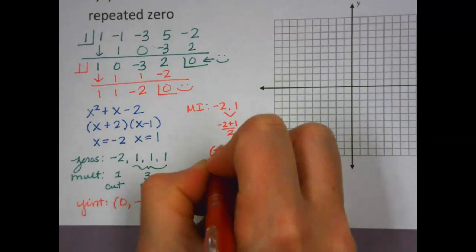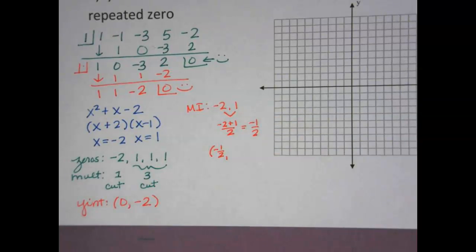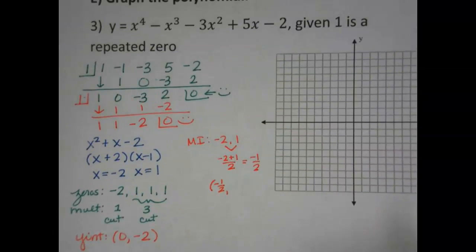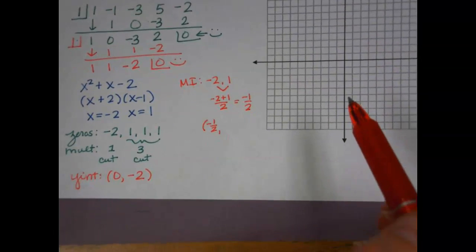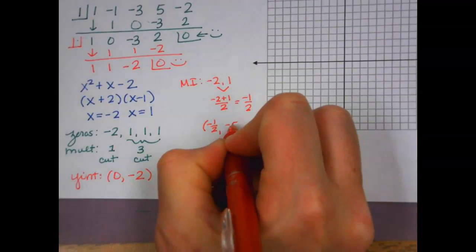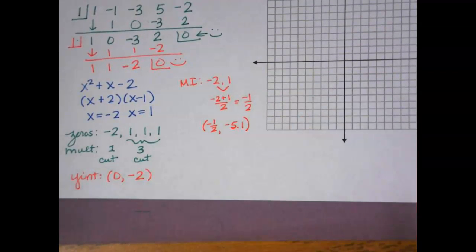Now that's just the x-coordinate of our mid-interval. Then you have to take that x value and put it back in for all of these x's to find the y value. And when you do that, you get -5.1. So that's the mid-interval we will use.